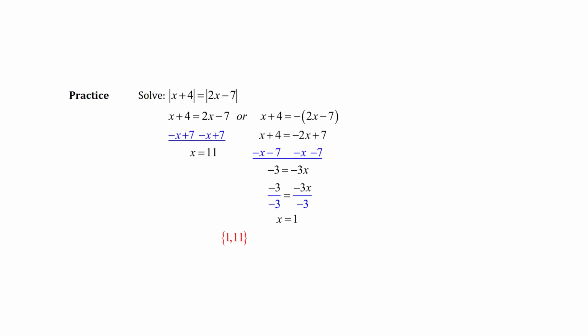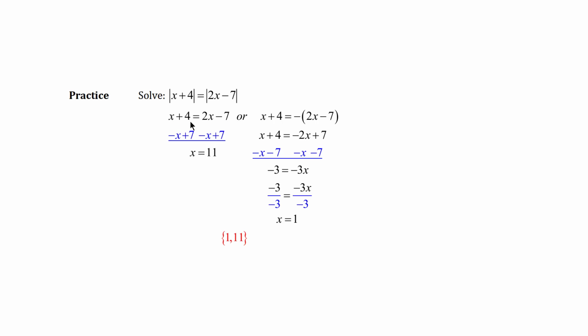Okay, so let's go over the solutions. First thing we do is rewrite the absolute value equation as x plus 4 equals 2x minus 7, or x plus 4 equals negative parentheses 2x minus 7 close parentheses.